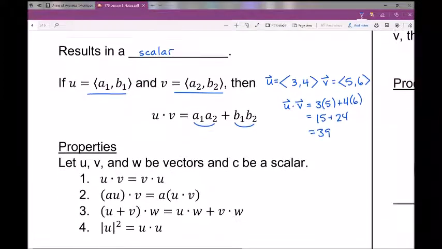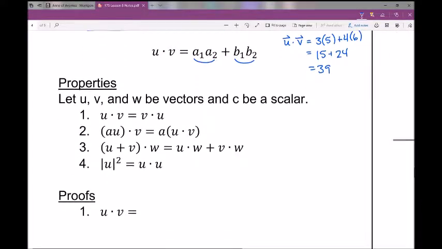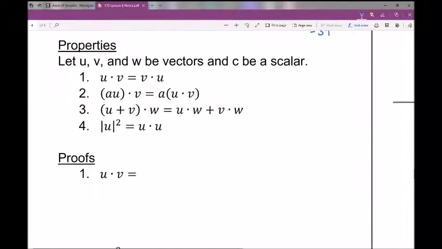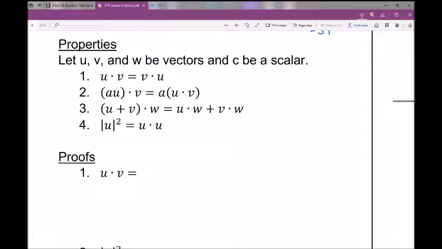With the dot product, we get a few properties that we can use to simplify our work. Kind of like with numbers, you can do the dot product in any order. So u dot v is the same as v dot u. Here a is our scalar this time. I apologize about that. u and v are vectors, as well as w, and a is a scalar. So u dot v is going to be the same as v dot u.